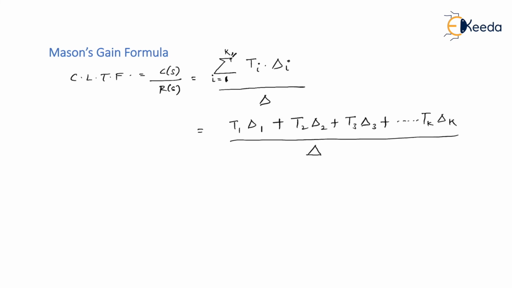Now I'll tell you what is the meaning of every variable or every term here. First of all, let us understand what exactly k means, which is the upper limit of this summation. K indicates the total number of forward paths.